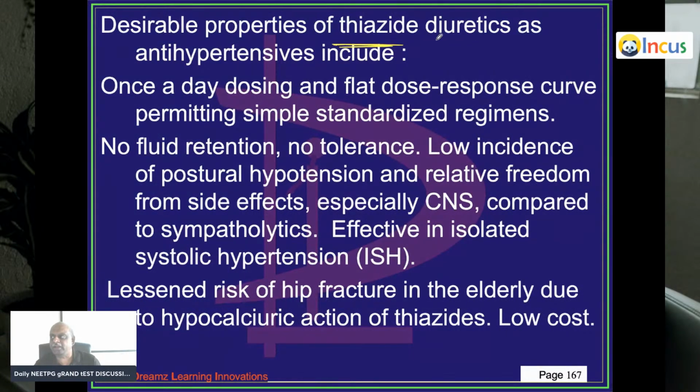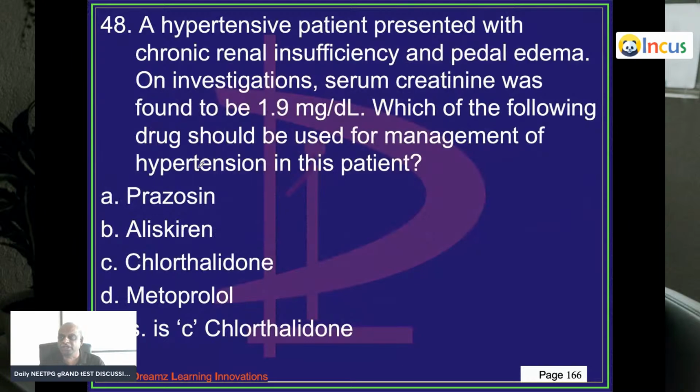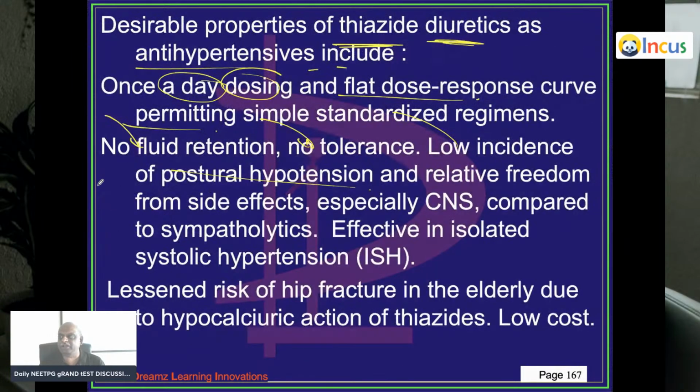So what is the desirable property of thiazide diuretic in antihypertensive? What is the specialty? Why thiazide diuretic? Once a day dosing, flat dose response curve, so that you can easily standardize the regime. No fluid retention, no tolerance, low incidence of postural hypotension. If you use prazosin, there will be postural hypotension.